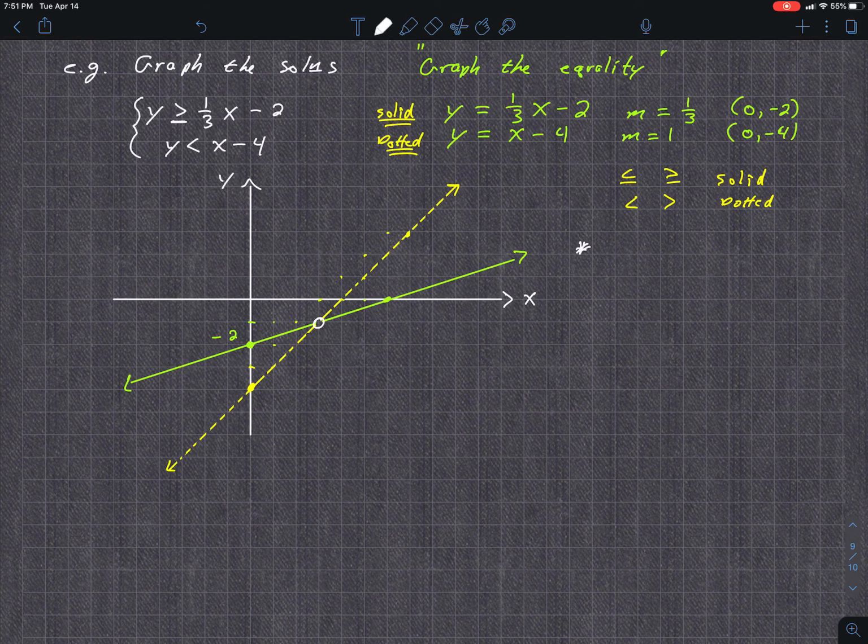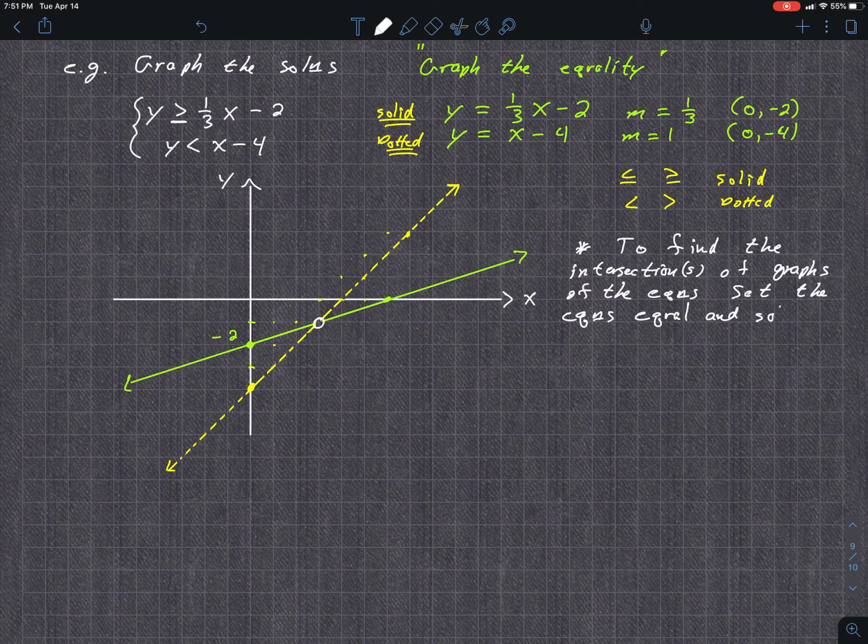Okay, so we've got two things to do. So first, I write this down. Well, write all this down, but to find the intersection, and that could be plural, of graphs, so it's graphs of the equations. Let's just write it all out, I guess. What you do is you set the equations equal and solve. Every time. Set the equations equal and solve.